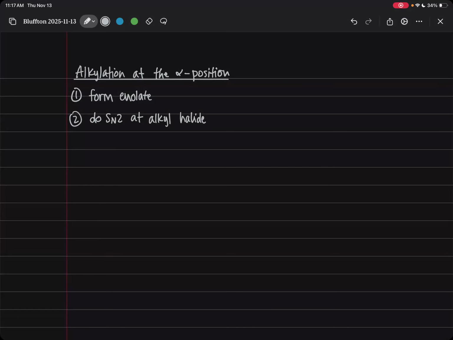All right, so we've done halogenation at the alpha position. We've done aldol reactions, which also happen at the alpha position. And you can also do alkylation at the alpha position. Pretty convenient reaction for installing a lot of different groups. And fortunately, both of the steps you sort of already know. The first is you make the enolate, and then it's just an SN2 reaction.